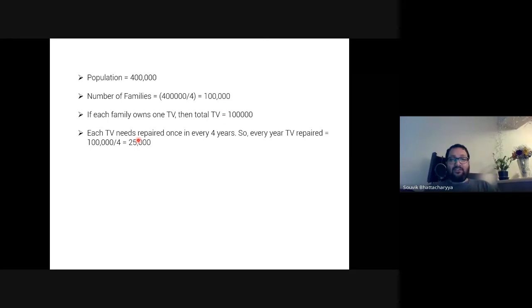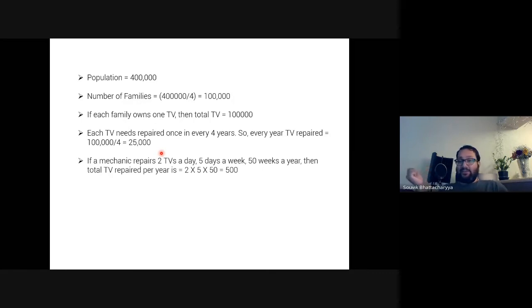And each TV needs to be repaired. This is also our assumption, once in every 4 years. So every year, the number of TVs repaired would be 25,000. And if a mechanic who is going to repair it repairs 2 TVs a day, because he's also an electrical mechanic, so he has other things to do, so he can only perform 2 TV repairs a day. He does that 5 days a week, 50 weeks a year. Then the total TVs repaired by that mechanic is about 500.